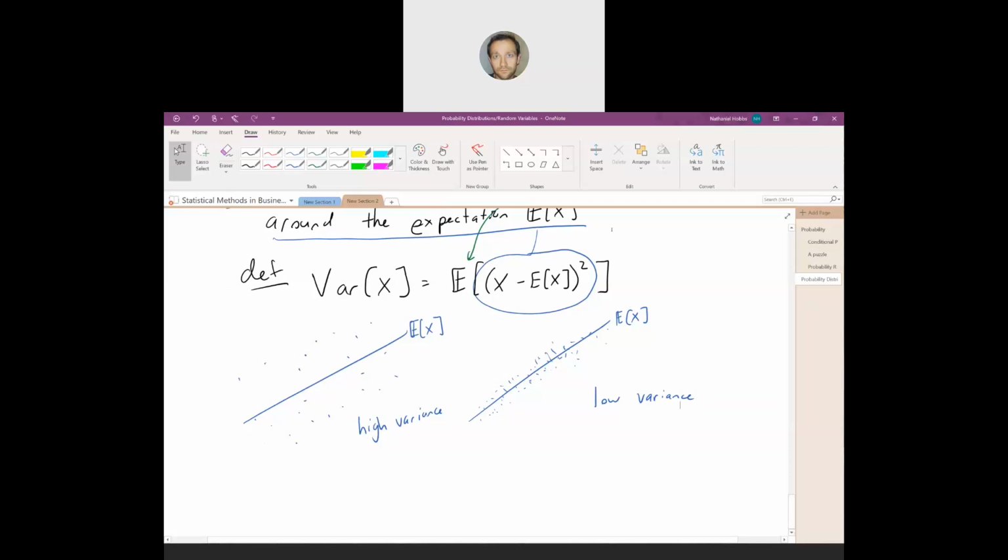Let's continue with our die example and figure out what the variance of the die is. And we'll just use this equation. That's it.